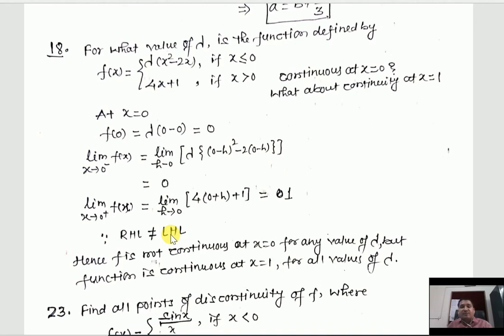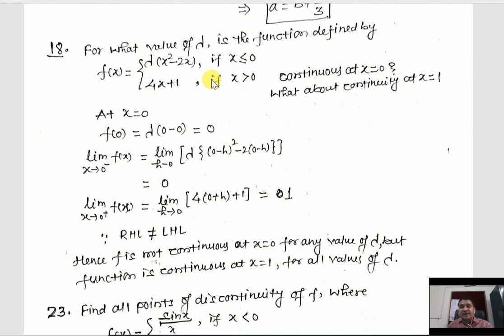Okay, means whatever the value of lambda, there is no continuity; the function is not continuous at x is equal to 0 for any value of lambda. But the function is continuous at x is equal to 1 for all values of lambda. How?